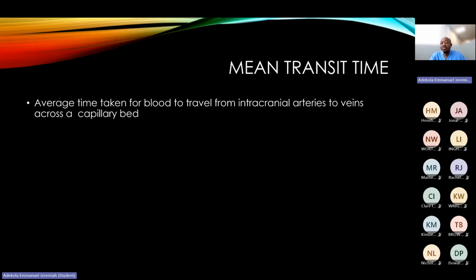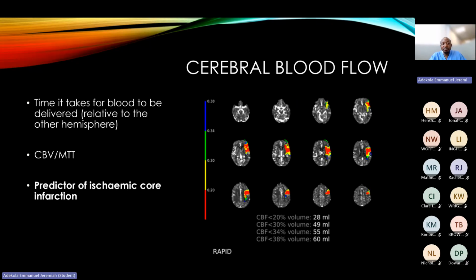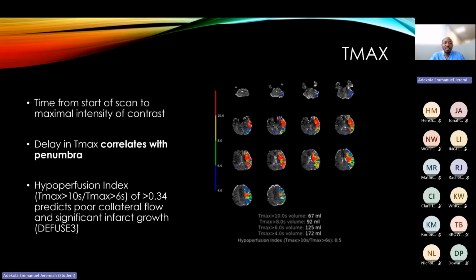The mean transit time is another value that we measure, which measures the time taken from when the contrast is given into the artery to the vein across the capillary bed. And this is a predictor of ischemic core when it is compared to the cerebral blood volume, which is the time taken for the blood to be delivered relative to the normal hemisphere. This is Tmax, which is the time from when we inject the dye to the maximal intensity of the contrast. So how is it done?